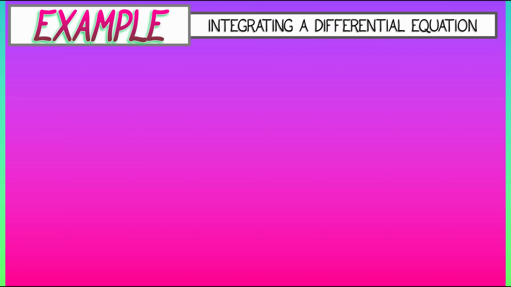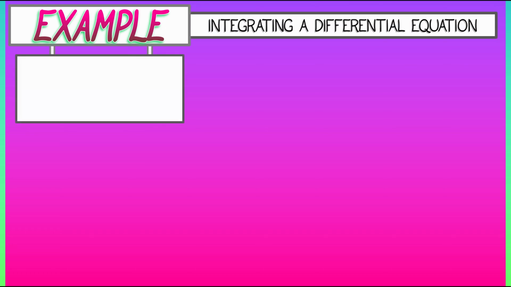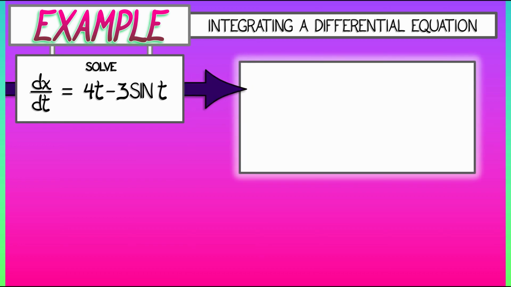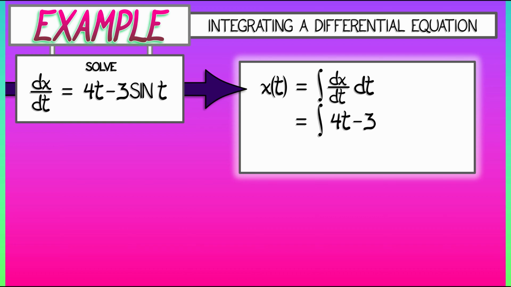For an explicit example of integrating a differential equation to get a solution, consider the following example. Let's say you want to solve dx dt equals 4t minus 3 sine t. How do you solve that for x? Well, x of t is the integral of its derivative. It is the integral of dx dt with respect to time t. That is, we're integrating 4t minus 3 sine t dt.